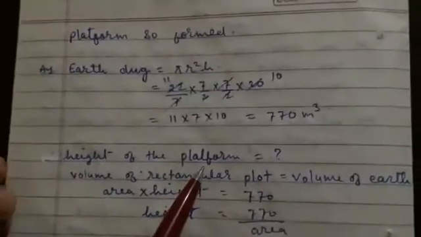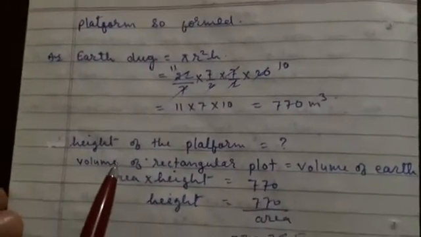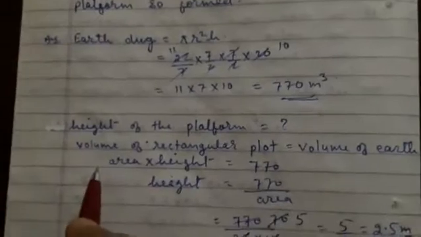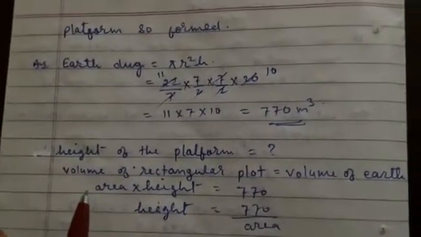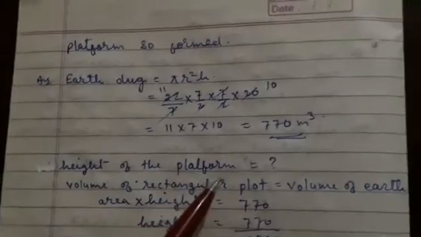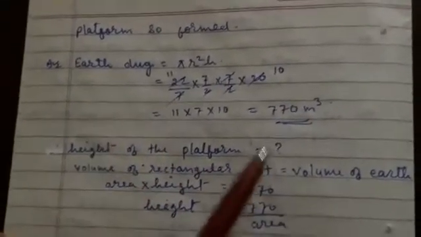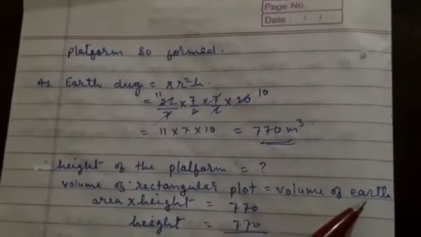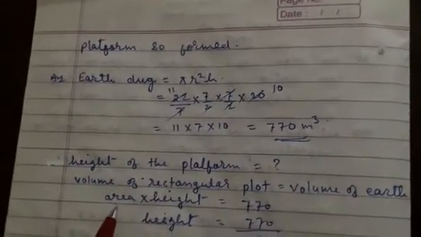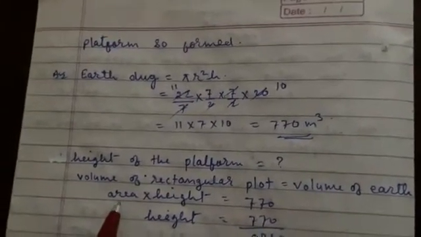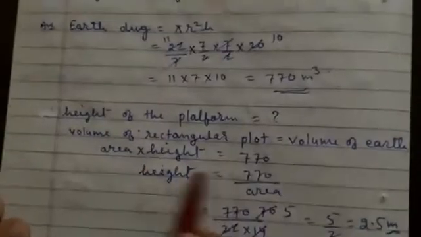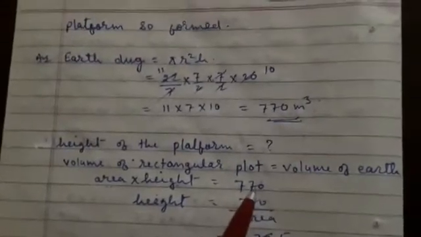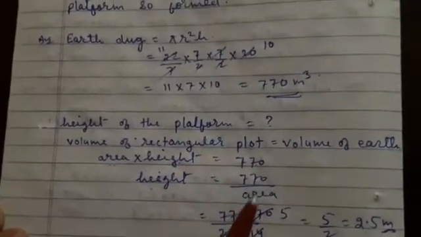Now how will we find out the height of the platform? This is the volume of the earth dug. So after spreading that soil on the rectangular plot, the volume of that rectangular plot is equal to the volume of the soil. So we'll write down volume of rectangular plot is equal to volume of earth dug. So how will we find out the height? As we know, area into height is equal to volume. So let us write down area into height is equal to, what is the volume of the soil? 770. So height is equal to 770 upon area.